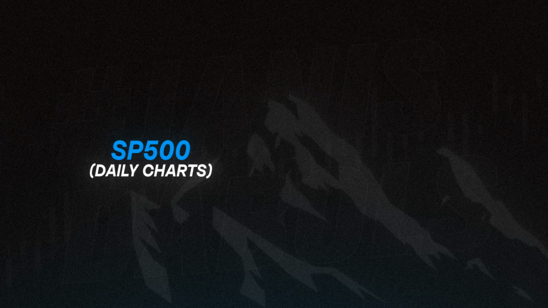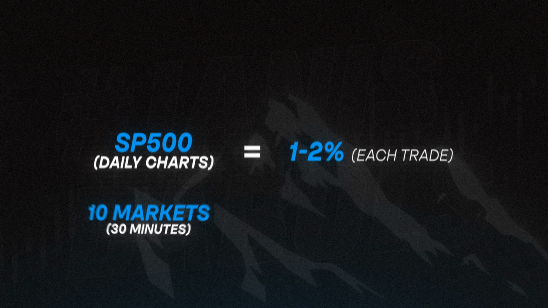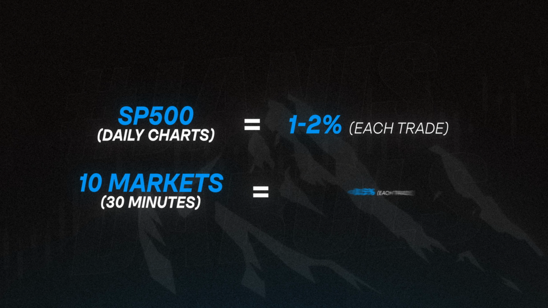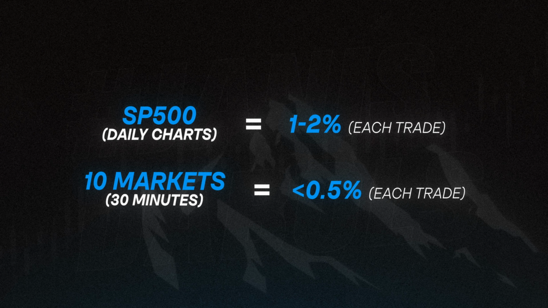And depending on how many markets you trade and what's the duration of trades and volume of trades, you have to see how much you will risk per trade. Because if you trade S&P 500 only on daily charts, you could easily risk a couple of percent per trade. But if you are trading like 10 markets within 30-minute timeframes with this approach, you probably shouldn't risk more than like 0.5% per trade.